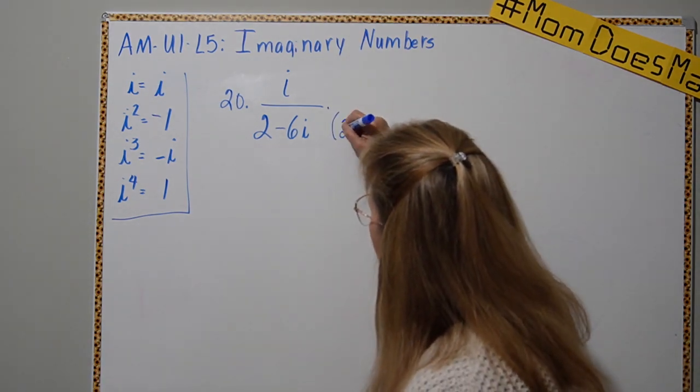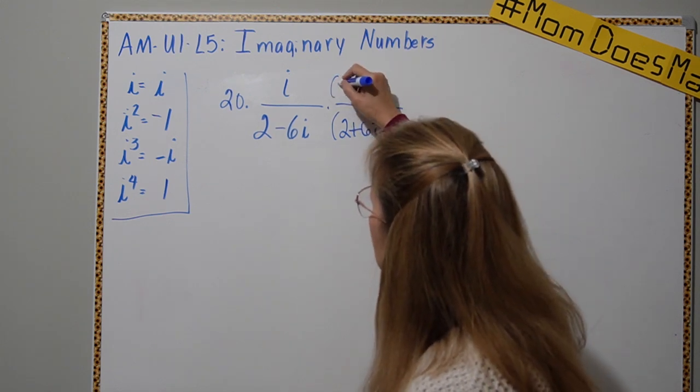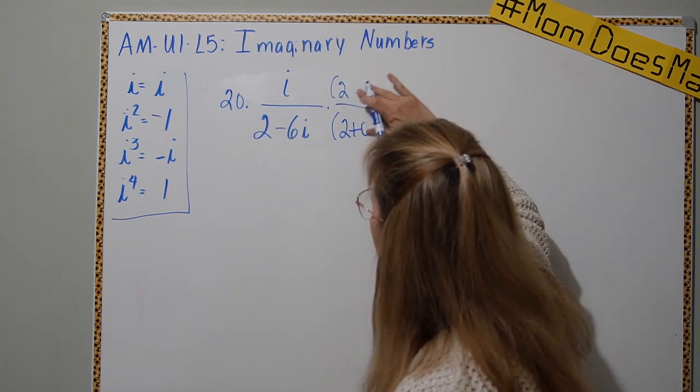I'm going to multiply this bottom by its conjugate. And whatever you do to the bottom, you just have to do to the top.